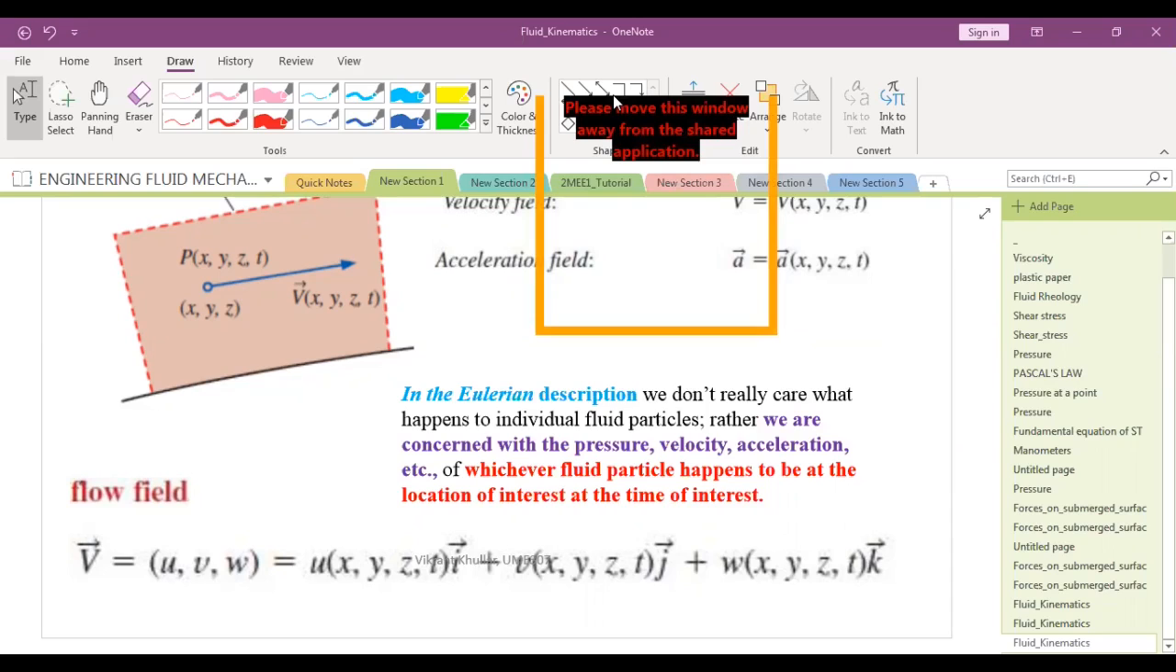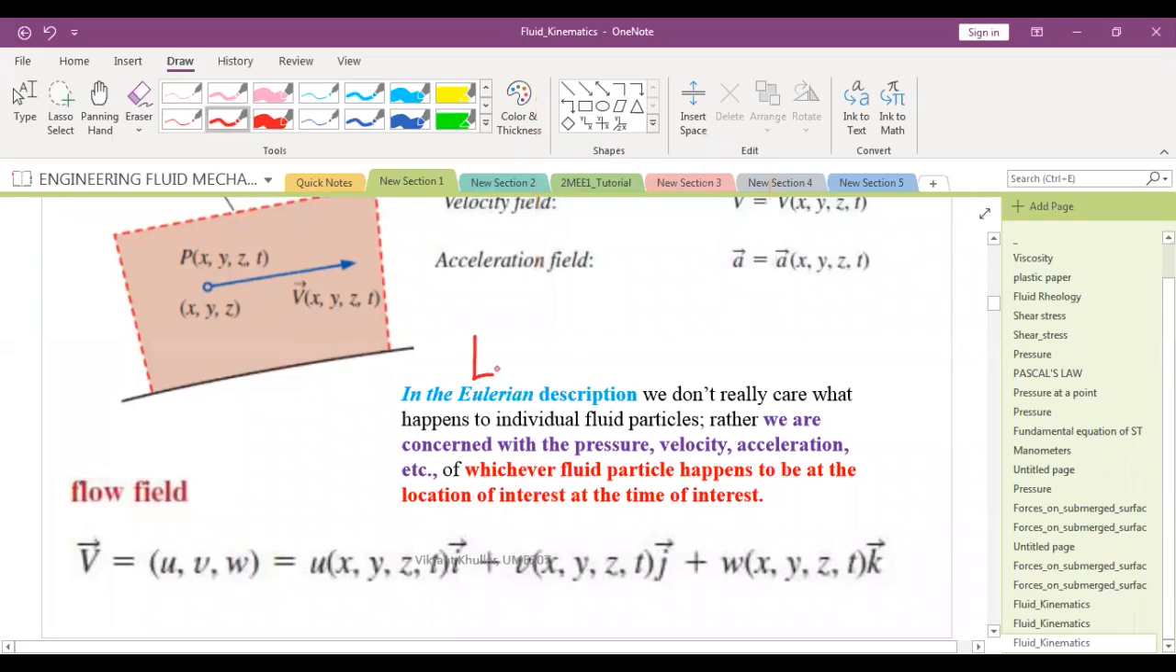So we were studying the two descriptions of fluid flow that were called Lagrangian and Eulerian. I think most of you are now clear about these two. Any doubts to anyone?